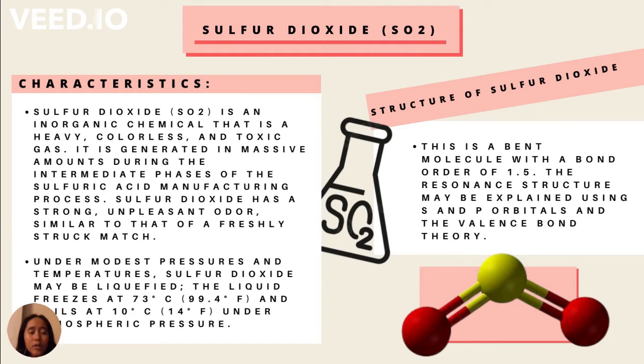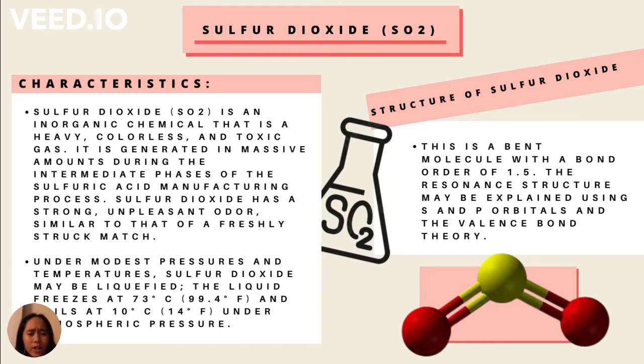So what is sulfur dioxide and what are its characteristics? Sulfur dioxide, or SO2, is an inorganic chemical that is a heavy, colorless and toxic gas. It is generated in massive amounts during the intermediate phases of the sulfuric acid manufacturing process. Sulfur dioxide has a strong, unpleasant odor similar to that of a freshly struck match.